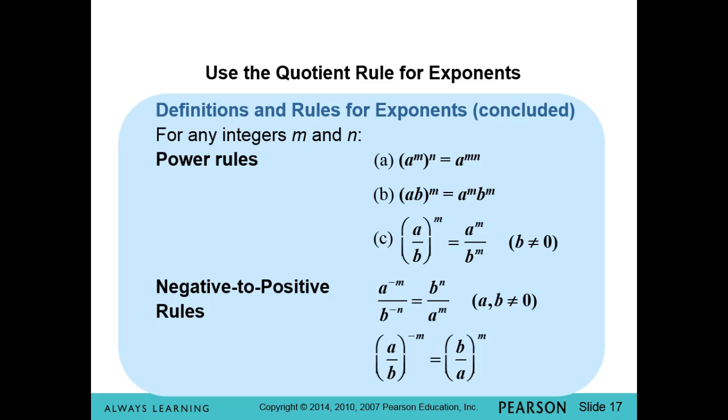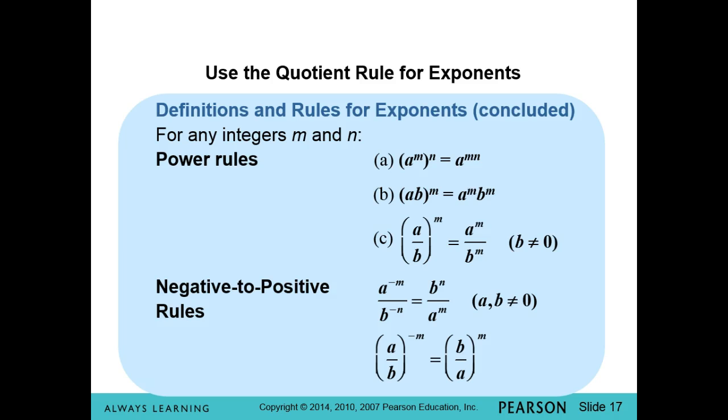What would this one be? A to the minus m over B to the minus n. Okay, you can move the B upstairs, B to the n, and move the A downstairs, A to the m, and there you have it. Of course, the B can't be 0, or else that would be wrong. The A can't be 0, or this would be wrong. You can't do either one of them.